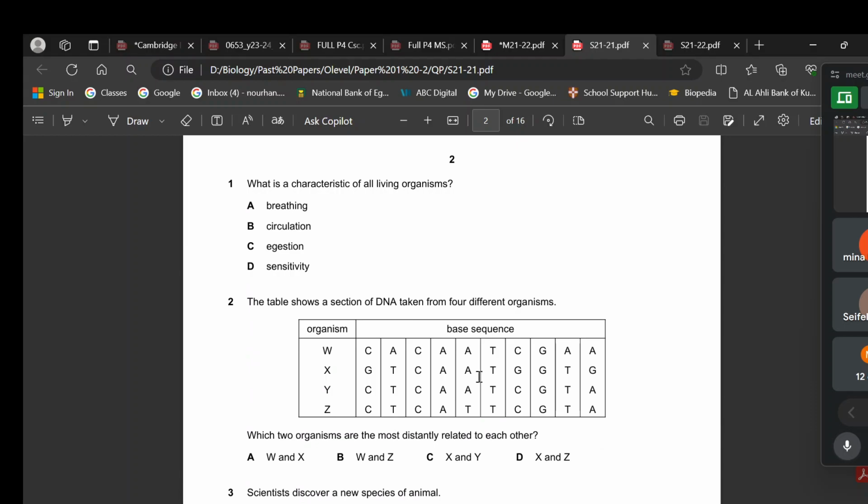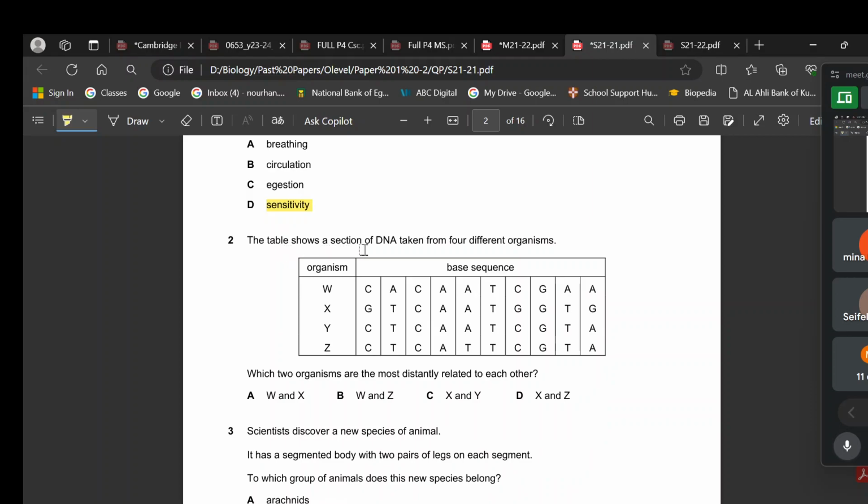Characteristic of all living organisms. I'll choose something from Mrs. Gren. What is the characteristic from Mrs. Gren? It will be sensitivity. This is the only one from Mrs. Gren.